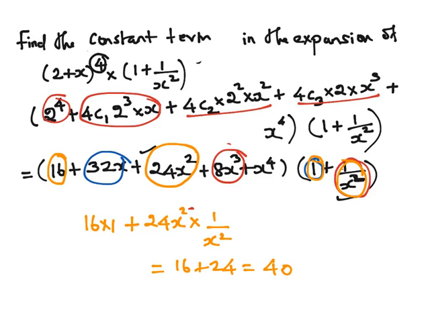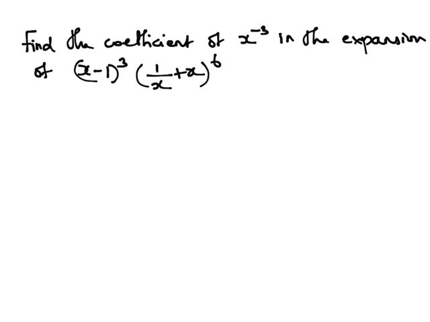Okay, so let us do a slightly challenging problem. So this is the next problem, students. Find the coefficient of x power minus 3. That means I need the coefficient of 1 by x cube in the expansion of x minus 1 raised to 3 multiplied with 1 by x plus x whole raised to 6. Now as you can see, both these binomial expressions have more than 1 as the power, like 3 and 6. So obviously we need to expand both.